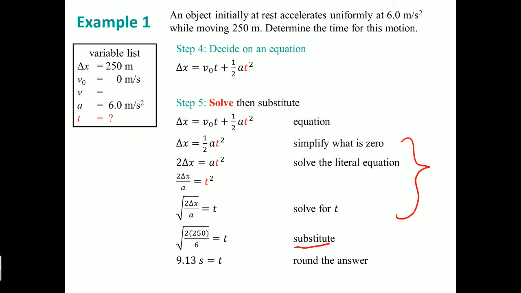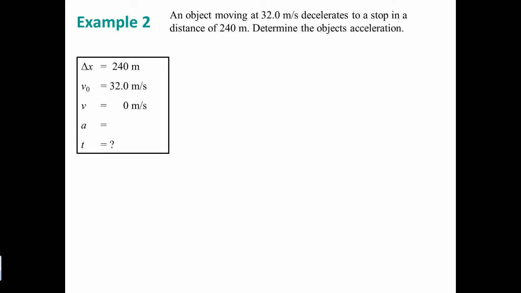Example 2. An object moves at 3.2 meters per second, decelerates to a stop in a distance of 240 meters. Determine the object's acceleration. Again, you should draw a picture and do a list of variables. But here I decided to skip that for the sake of the video. This is my list of variables that I have. Based on the variables, I look at my equation list and I look for the one that doesn't actually have time. This is the only one that actually has no time component.